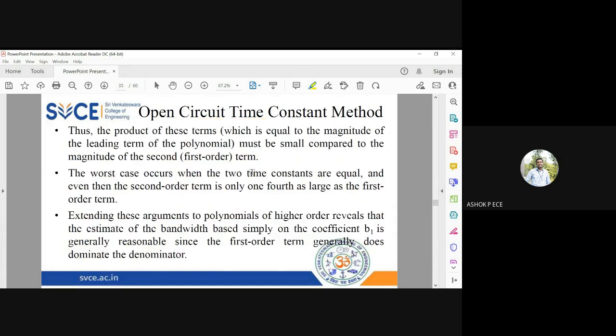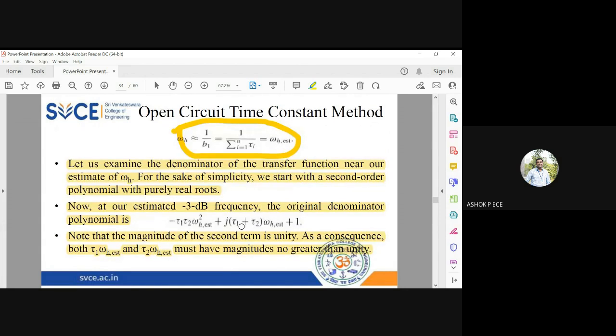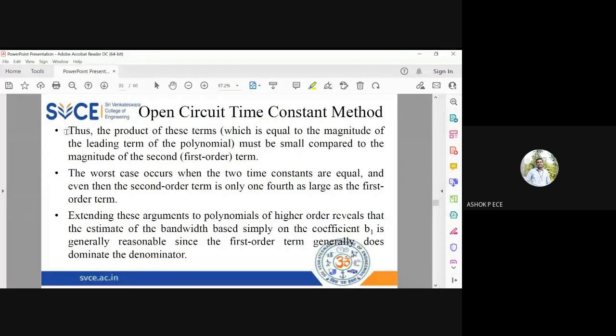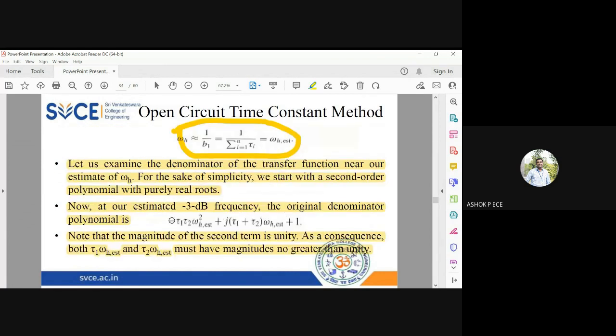So the worst case occurs, so two time constants are there, and they say that the product of these terms must be small when compared to the magnitude of the first term. Okay, and two time constants are there. They say the worst case is when two time constants are equal, and even then the second order term is only 1/4 as large as the first order term. So they are comparing the magnitude of different terms. Here in the first term you have the product, in the second term you have the sum, the third term is 1.